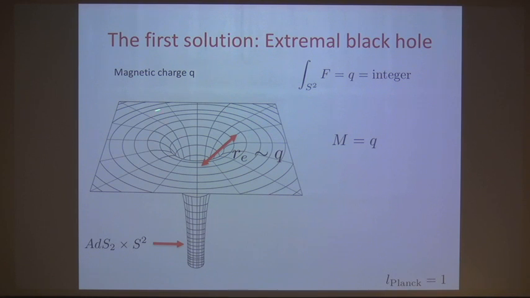The solution looks like flat space far away. And then when you get to a size of order Q in Planck units, I'm setting L Planck to 1, it becomes curved and develops a long throat, which has a geometry of AdS2 times S2. So that's the geometry deep down this extremal throat. And the mass of this object is equal to the charge.